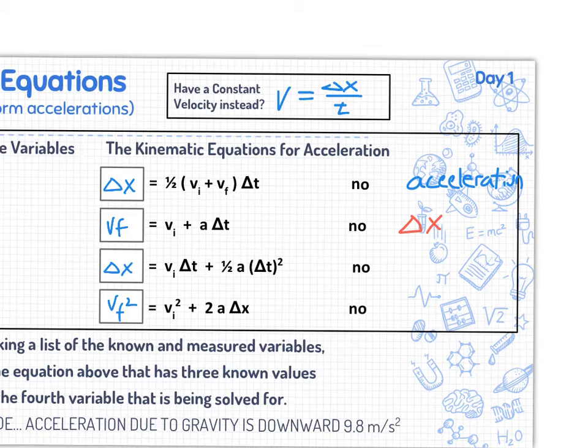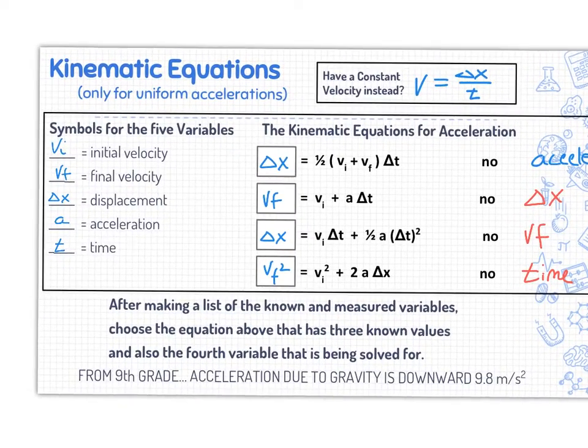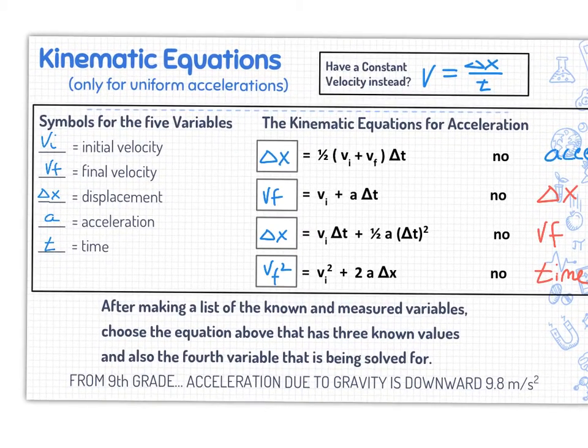The next one you can use if you don't have a displacement, and you can kind of see the pattern here. The next one is if you don't have a final velocity, and the last one is if you don't have time. So all of these equations work together in order to solve for different variables of motion, and we're going to follow this basic pattern down here. We're going to make a list of our knowns and unknowns, choose the equation that has the best fit, and find out what variable is being solved for. Remember, the acceleration due to gravity is downward, giving it a negative 9.8 meters per second squared for the acceleration.